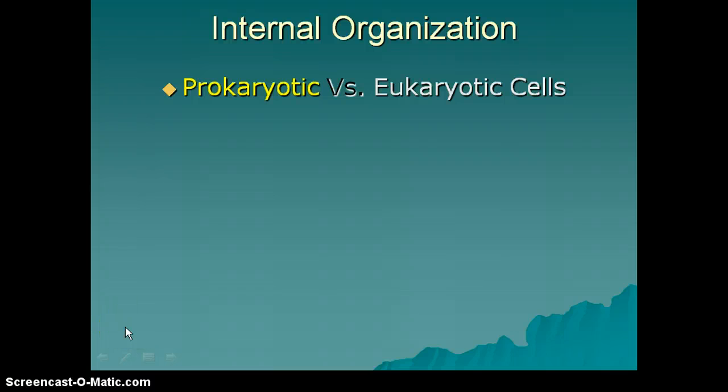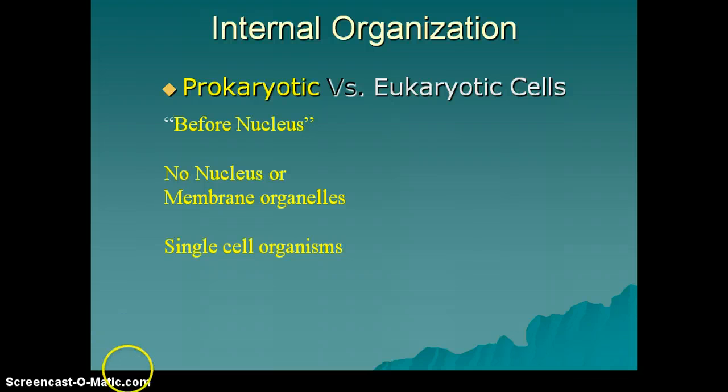Okay, so our notes today start with internal organization and a comparison of prokaryotic cells versus eukaryotic cells. We'll do a little chart here. Prokaryotic cells are considered "before nucleus." That's kind of what the word actually means. So there's no nucleus and there are no membrane-bound organelles.